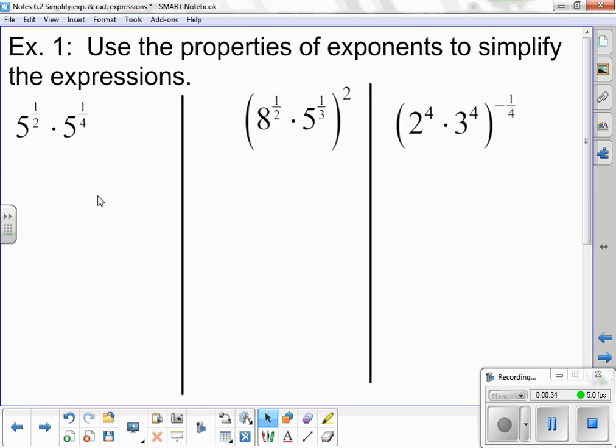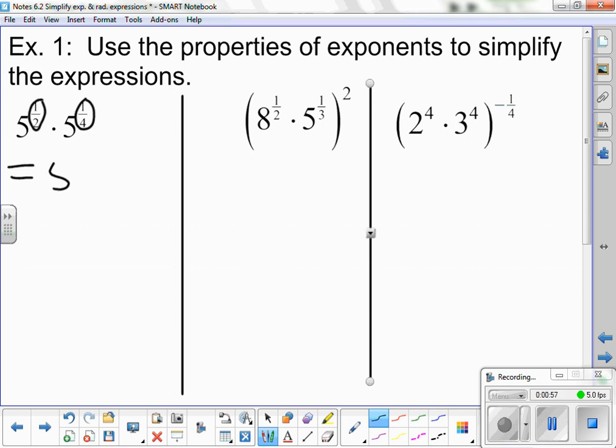I'm going to go kind of fast through this first part because we did it in class. This is going to be the product of powers. This is using the same properties that we used in the last chapter. We're just going to add this and this together since we have the same base. So 1/2 plus 1/4, that's going to be 2/4 plus 1/4, so 3/4, which equals 5 to the 3/4 power.